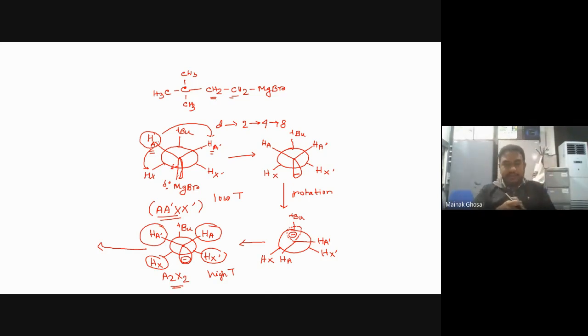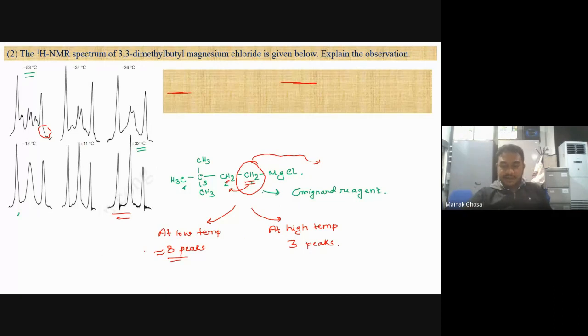And here you will see that the bond rotation is so fast that you cannot differentiate between A and A prime. Similarly, you cannot differentiate between X and X prime. So you will see this A and A prime are the same, X and X prime are the same. And since there are two hydrogens, you will show a triplet kind of thing here. So this is the explanation that I have written here.